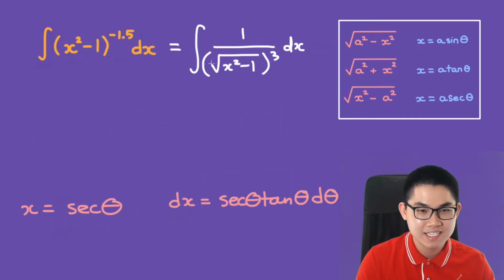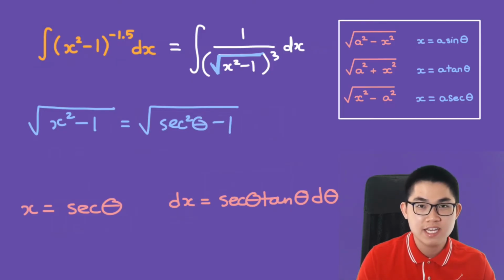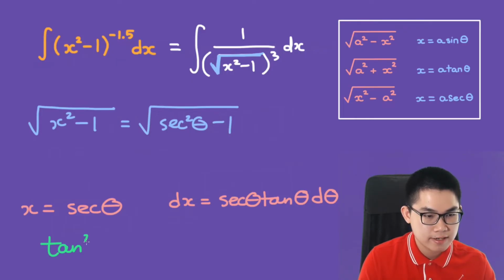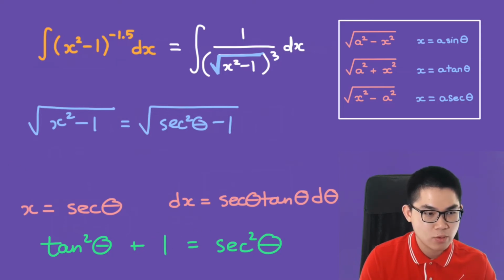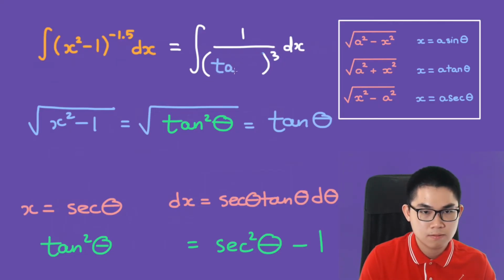Now, the next step is to simplify this part. So we want to simplify x squared minus 1 inside the square root. So we have the square root of x squared minus 1, and that's equal to the square root of secant squared minus 1. And we also know one of the trigonometry identities, tan squared plus 1 is secant squared. When we subtract both sides with 1, we end up with tan squared is secant squared minus 1, which is this. And this will simply be tan of theta. We also need to replace dx, and dx is secant tan d theta.